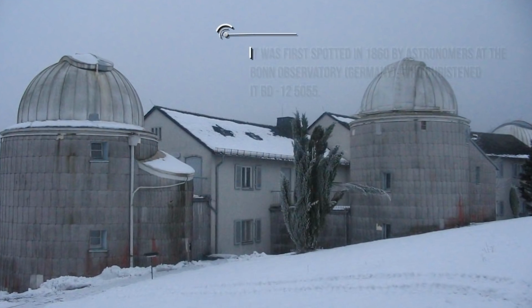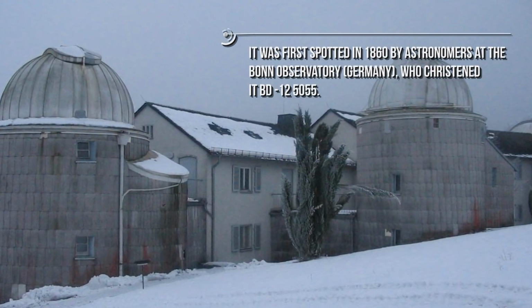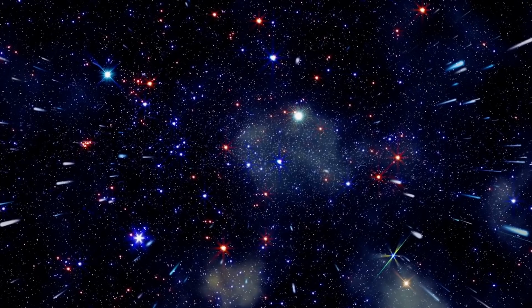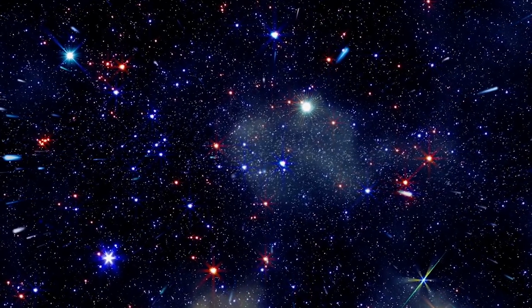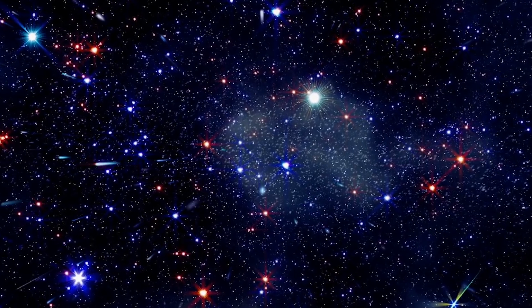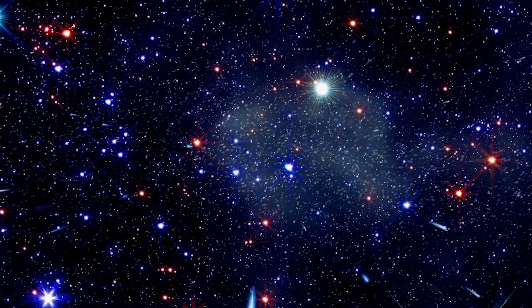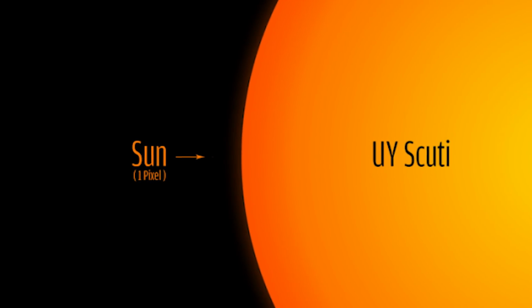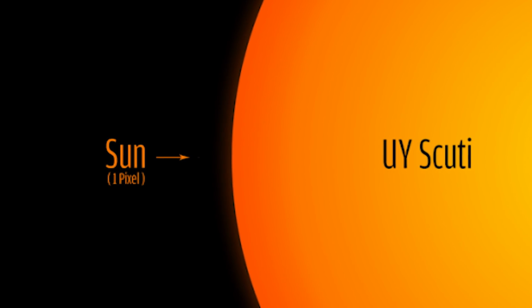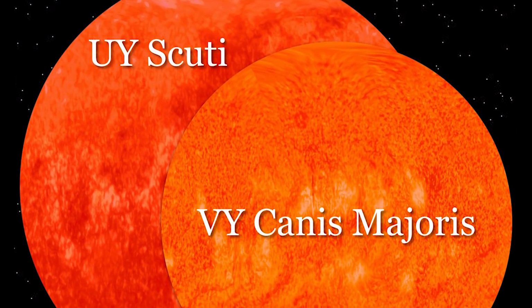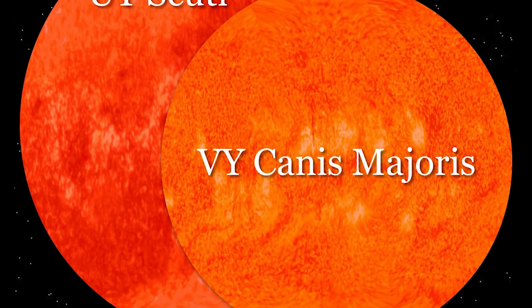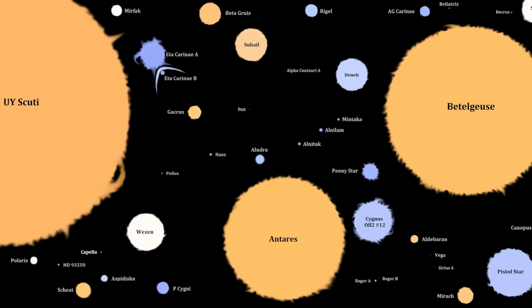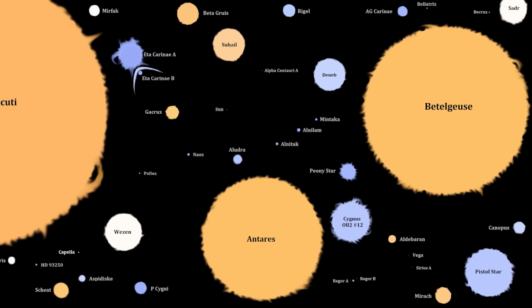It was first spotted in 1860 by astronomers at the Bonn Observatory in Germany, who christened it BD-125055. Subsequent observations showed that BD-125055 grows brighter and dimmer over a 740-day period, so it was classified as a variable star. Variable stars regularly expand and shrink as their brightness changes. Hypergiants are larger than supergiants, which themselves are larger than giant stars. Hypergiants are quite rare and shine brightly. They also lose more mass than smaller stars through stellar winds.